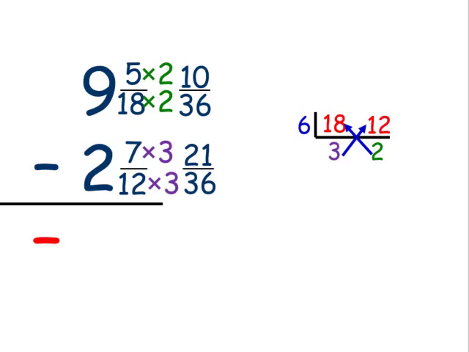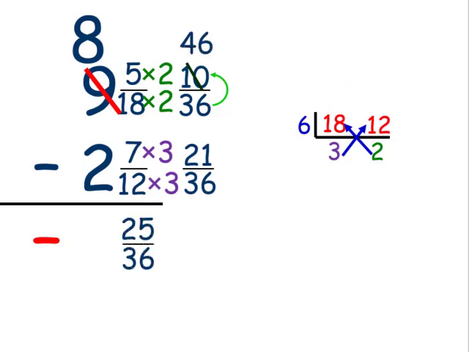Notice that 10 is less than 21, so we're going to borrow from the 9. The 9 will become an 8. And we're going to add 36 over 36, because 1 whole is 36 over 36. Shortcut is just adding 36 plus 10. This gives us 46 over 36. When we subtract, we're left with 25 over 36. 8 minus 2 is 6.